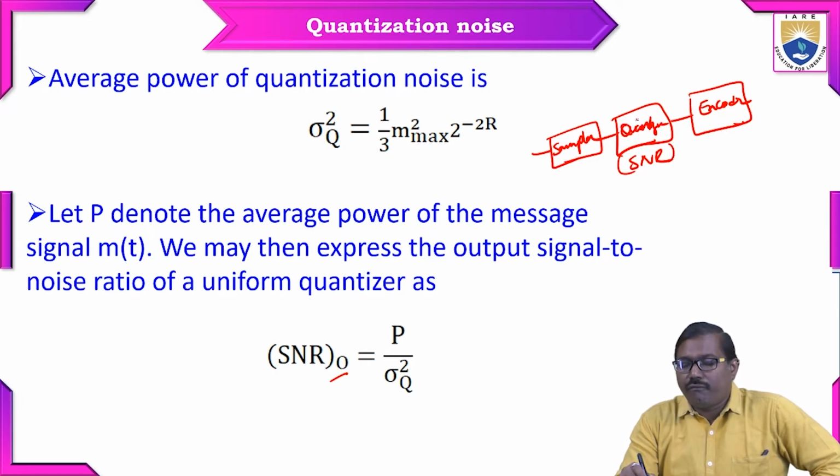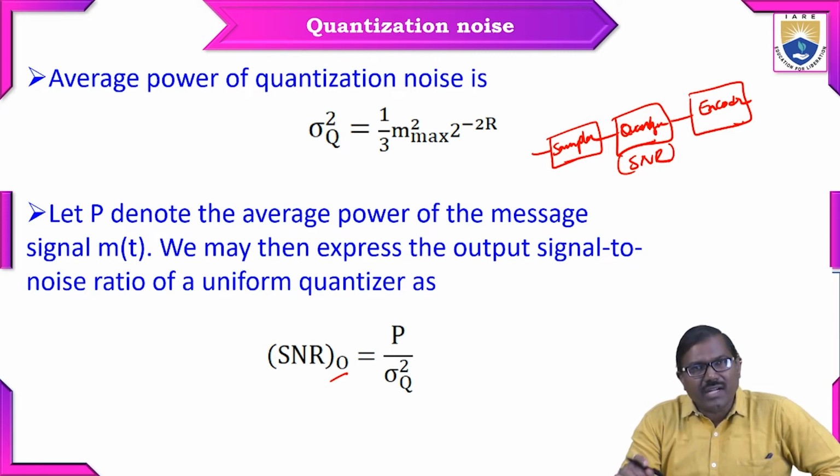When you convert an analog signal into digital, we have that error. That error is called quantization error or quantization noise. So by considering that noise, how much signal to noise ratio do we have? Okay.